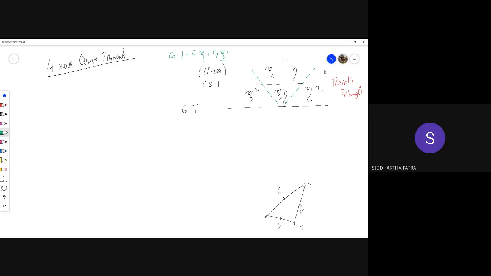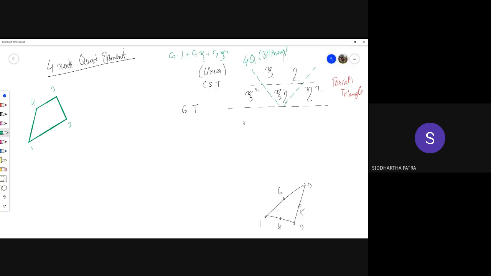The 4-noded quad element basically looks like this. It has 4 nodes, and therefore it requires 4 shape functions, and each shape function should be composed of one or multiple of these 4 terms. No other term would be required. So this is for the 4-noded quad element, and the 4-noded quad element is called a bilinear element.